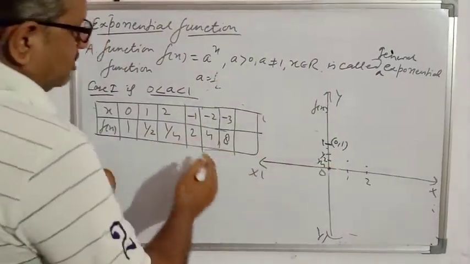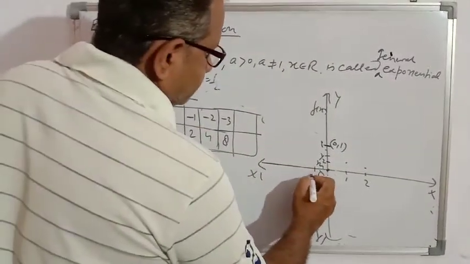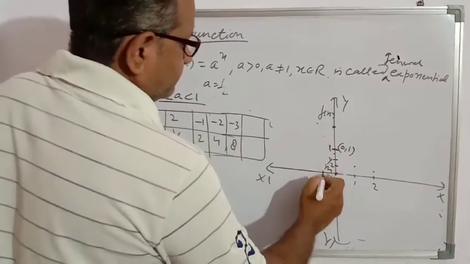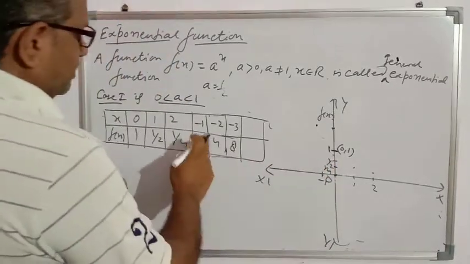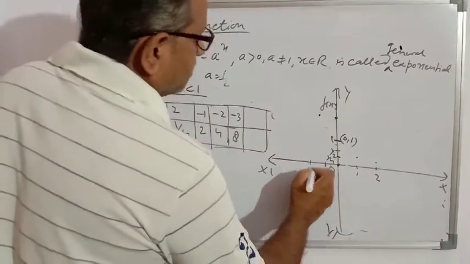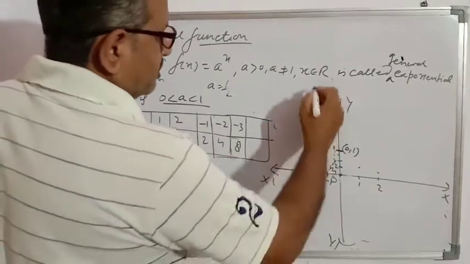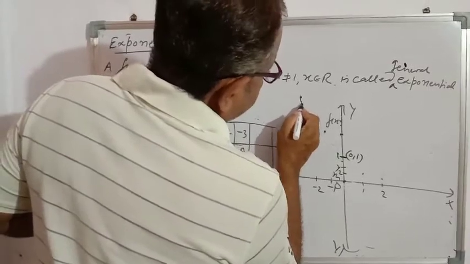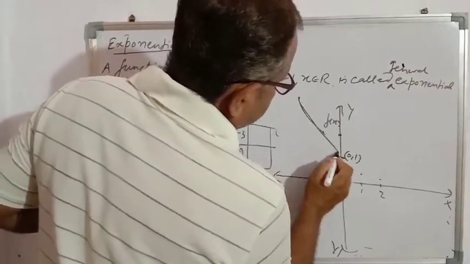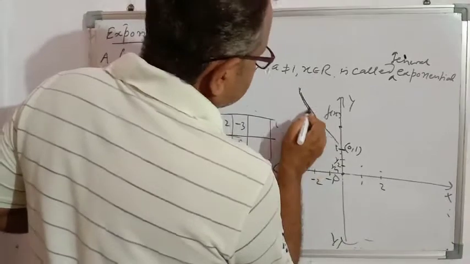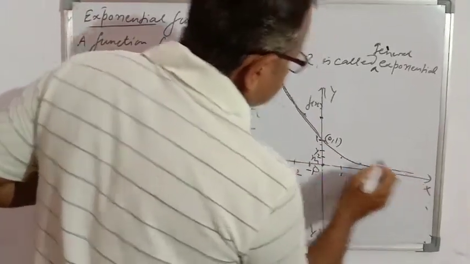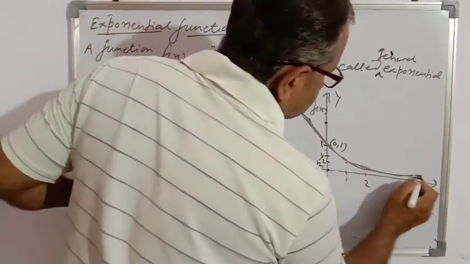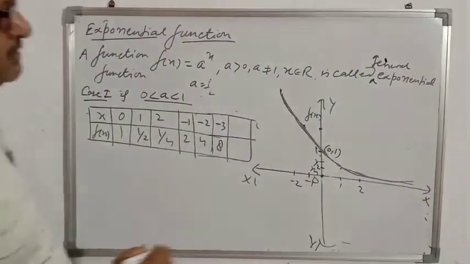And in the negative direction of the x-axis, at minus 1, the value is 2. So it will be here, 2. At minus 2, the value will be 4. So 4 will come upside. So the graph will be like this.